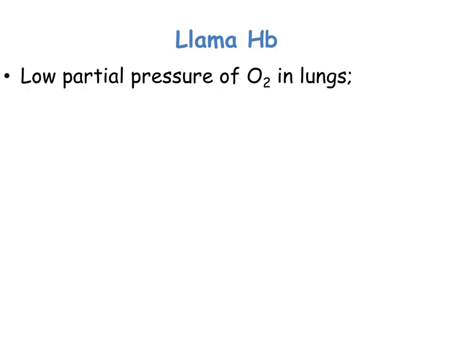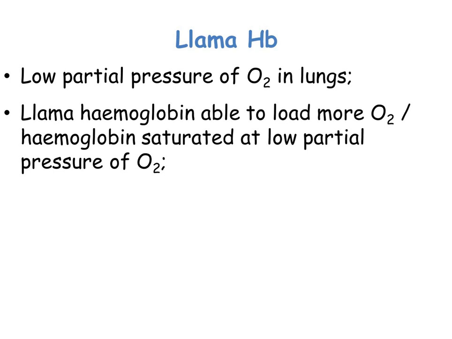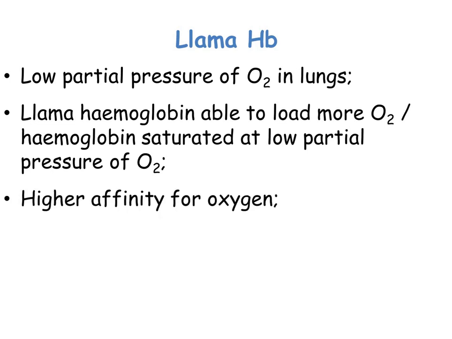Similar for llama haemoglobin. There is a low partial pressure of oxygen in the lungs. The llama haemoglobin is able to load more oxygen, or the haemoglobin is saturated at low partial pressures of oxygen. Remember, llamas live at high altitude, so they struggle to get oxygen. The haemoglobin has a higher affinity for oxygen.